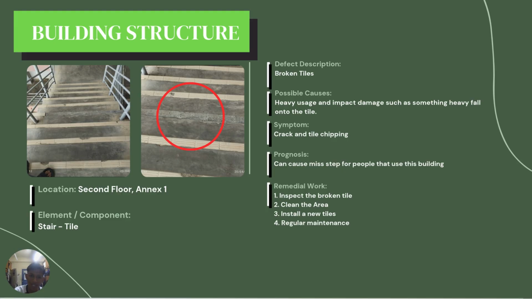So after that, defect I found at second floor annex 1 is broken tiles. So element for this defect is stair and component tile. Possible cause for this defect is heavy usage and impact damage such as something heavy falling onto the tile. So the symptom is crack and tile chipping. Prognosis can cause misstep for people that use this building. So the remedial work is inspect the broken tile. Secondly, clean the area. After that, install new tiles. And lastly, regular maintenance.